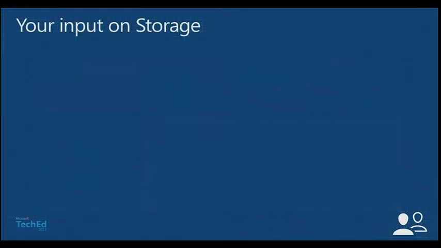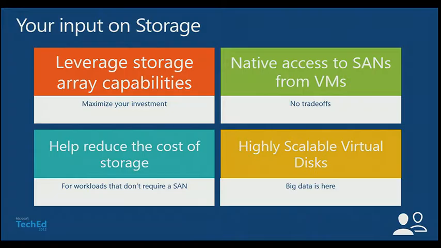So again, what did you tell us? You said, hey, we've got these fancy SANs that have got all this smart stuff built into them. Leverage that. Use it where you can. And so we've done a bunch of work in that, and I'll show you some of that as well. Just in a second, I've got a demo of offloading some of our storage operations to the SAN. Give us native access to SANs from the VMs. Don't make us use raw disk mappings or pass-through disks or VHDs. If we want to have native access to the SAN storage from a VM, give us that ability as well.